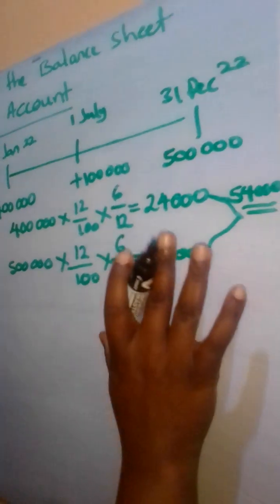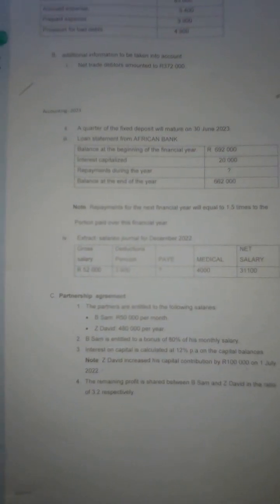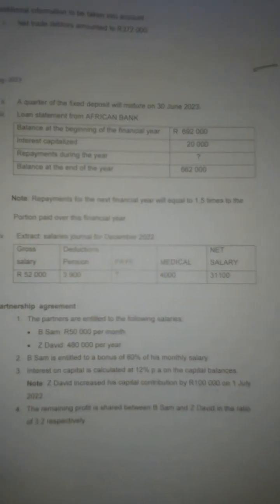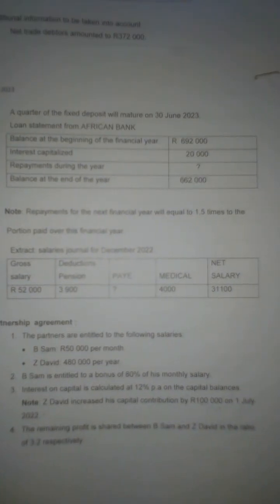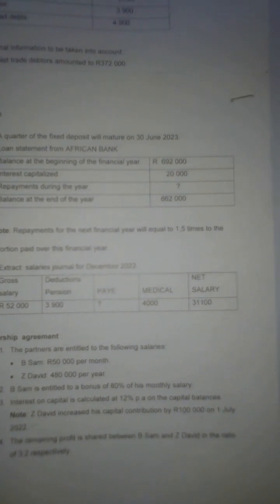The error that most learners make is to look at the time frame. When was it increased? How much was it before? That is the error that most of you learners make, so you need to be watchful of that. That's why I said it's always easy for you to make your timeline so that you understand your financial year, so that you know exactly when it was increased and how much it was before. Okay, so it means interest on capital for Z David is 54,000. The one for BSAM is already given.